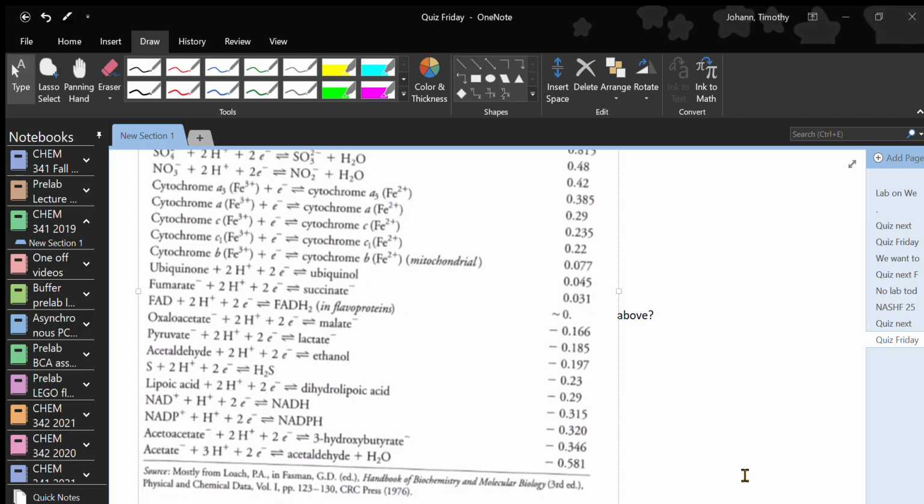And then we're going to ubiquinol. Where is ubiquinol on here? Here, ubiquinone to ubiquinol, right? Okay, and so that's what? 0.045. Negative or positive? Negative. Is it? So it's Q goes to QH2, right? So positive, just the way it reads.